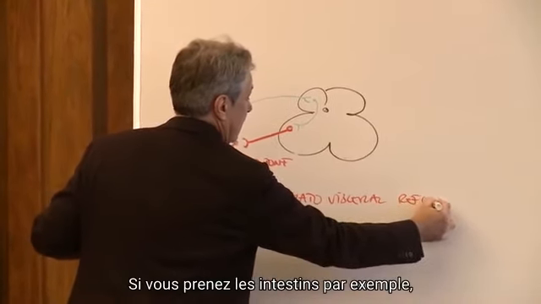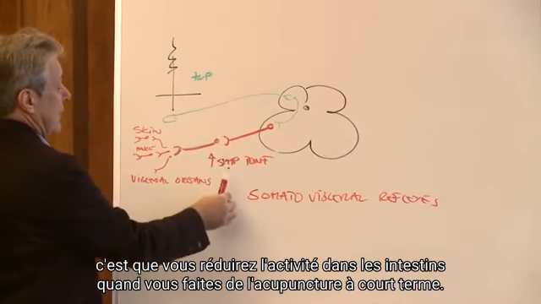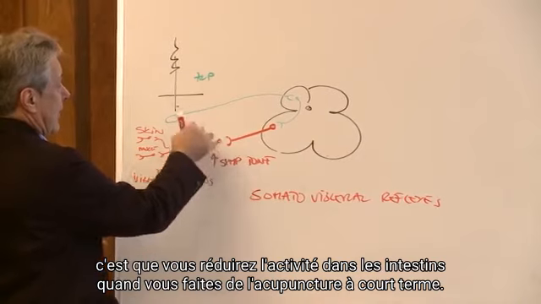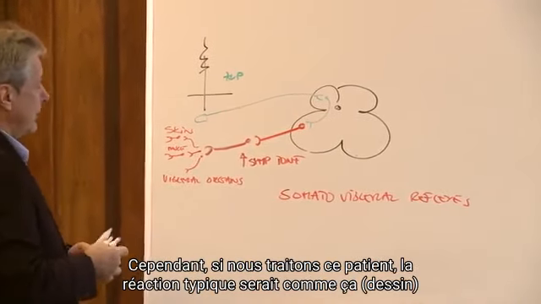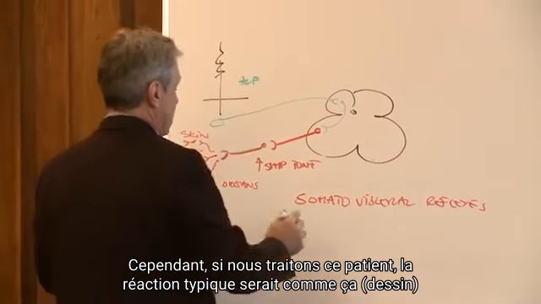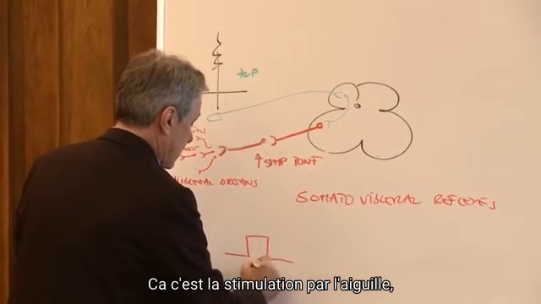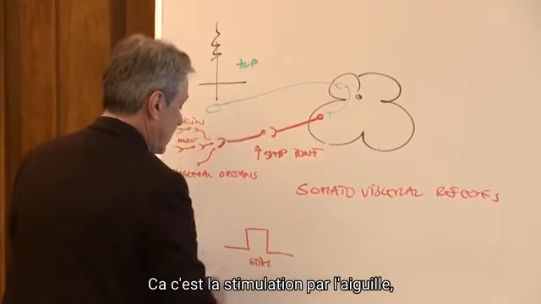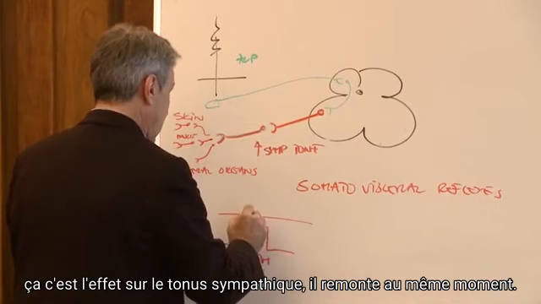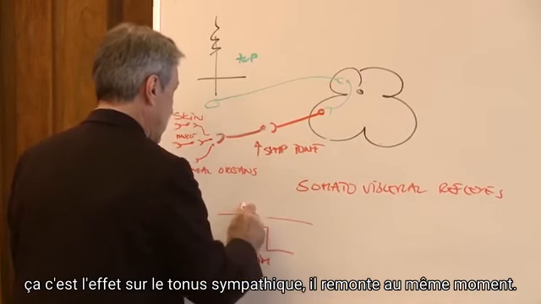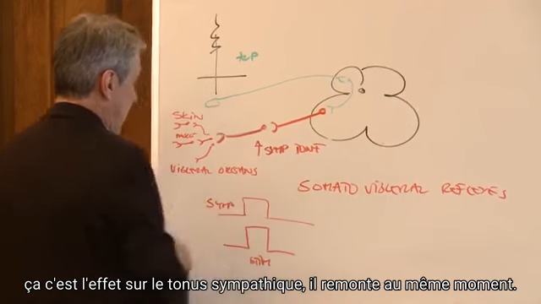So if you would take the gut, for example, the typical effect that you would have would be that you would inhibit the activity in the gut when you do short-term acupuncture. However, if we've been treating the patients, the typical response would be like this. This is the stimulation of the acupuncture needle, and this is the effect on the sympathetic tone. It is actually going up during the same time. So this is sympathetic tone.